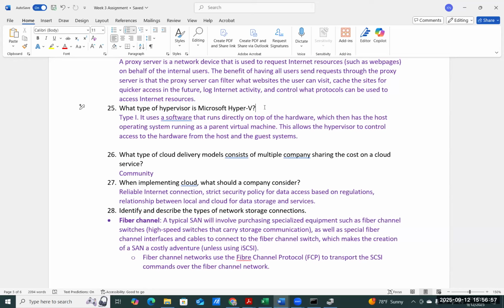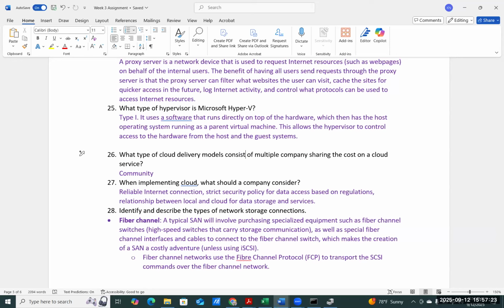For 26, what type of cloud delivery model would consist of multiple companies sharing costs in the cloud service? So you do see that they have what's called community cloud, where if I can't afford the cloud because of cost, I would be able to share that with another company, and so that's called community cloud.